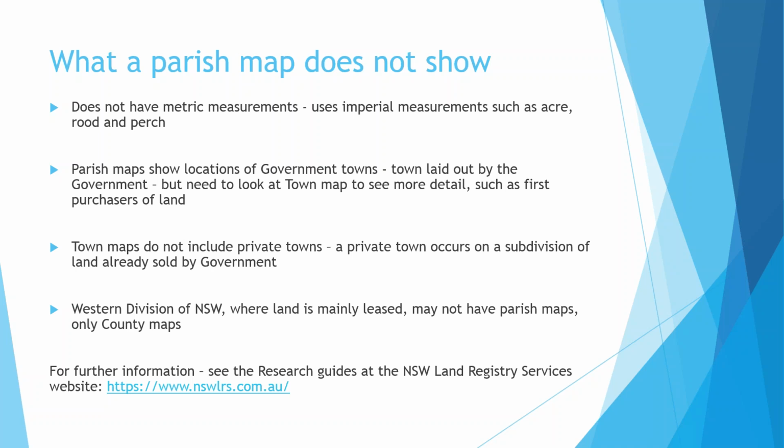Now, town maps do not include private towns. A private town occurs on a subdivision of land that's already been sold by the government, not on Crown land. And the Western Division of New South Wales may not have parish maps, only county maps.